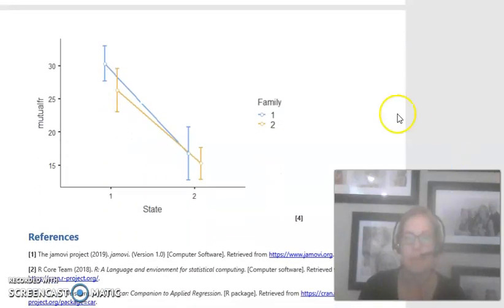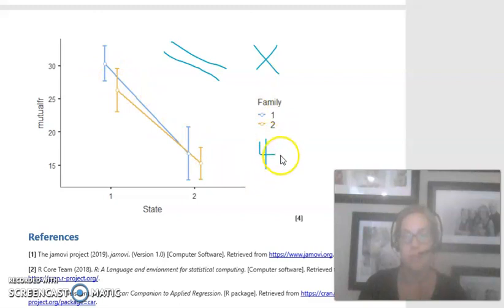And then here, this is our interaction graph. So although you're seeing some touching going on, you are seeing, again, more of a parallel line fashion. And so this is showing, again, there's no interaction. And each one of these dots is the means. This shows my 4 conditions. So I had 2 for family, and then I had 2 for state.